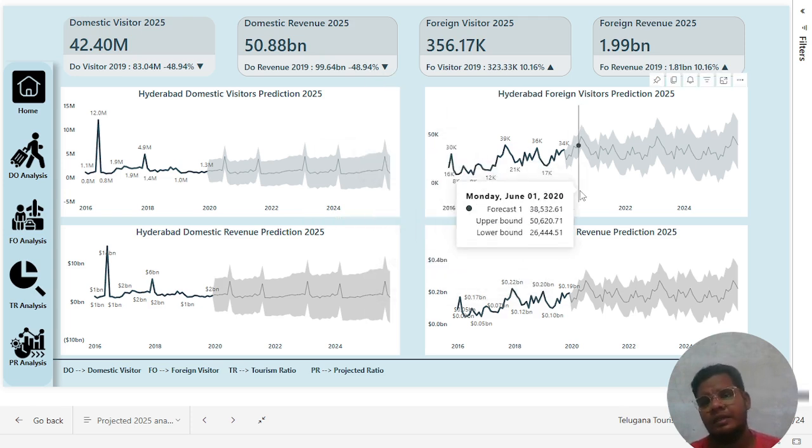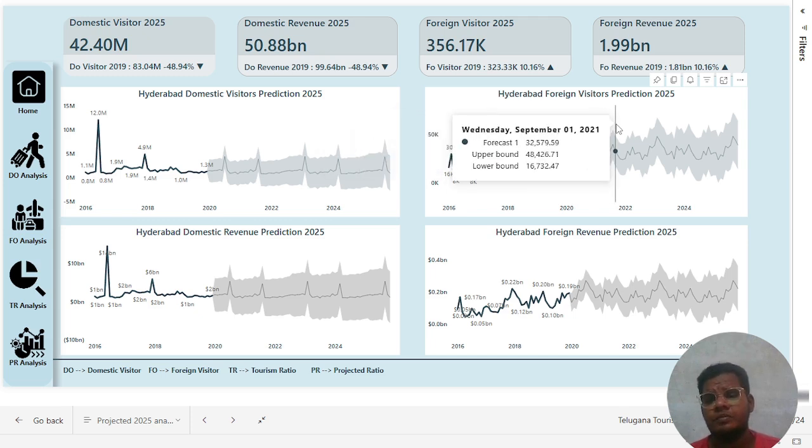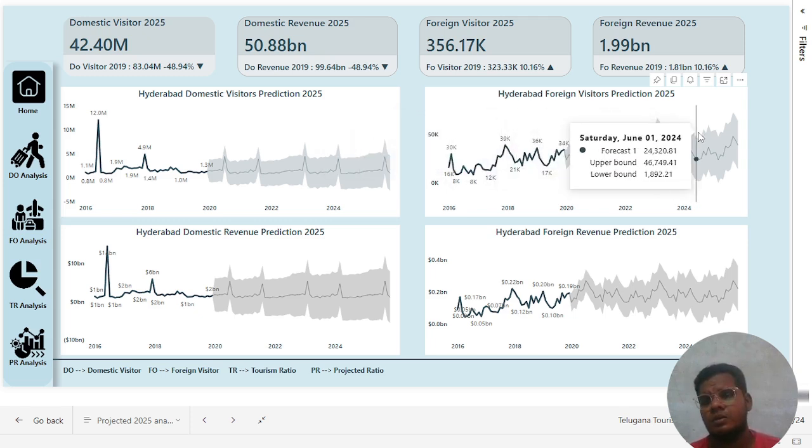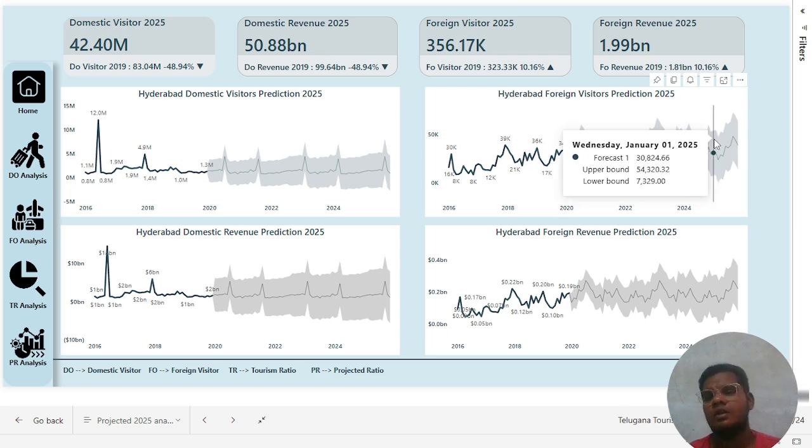And then the same for the Hyderabad foreign visitors as well. For 2025, it's around 30,000, because it's very low, right? In Hyderabad, of course, compared to the domestic business, the foreign visitor count is much lower.